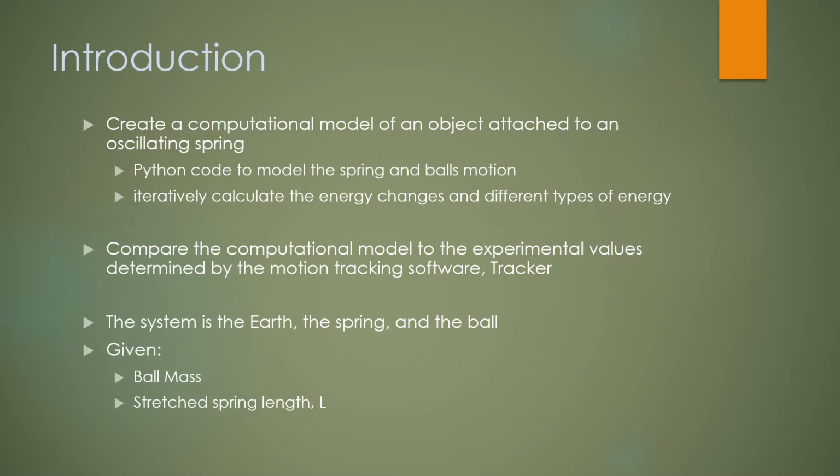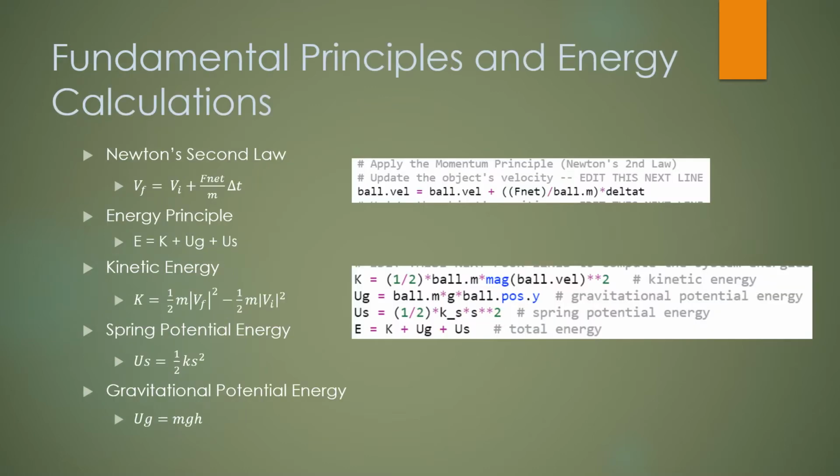The system is defined as the Earth, the spring, and the ball. We know the ball's mass and the stretched spring length L. We use two fundamental principles, Newton's second law, which you can see on the right how it's written in the code, and also the energy principle. We also use three different energy calculations: kinetic energy, spring potential energy, and gravitational potential energy. You can see in the code on the right those last four calculations.